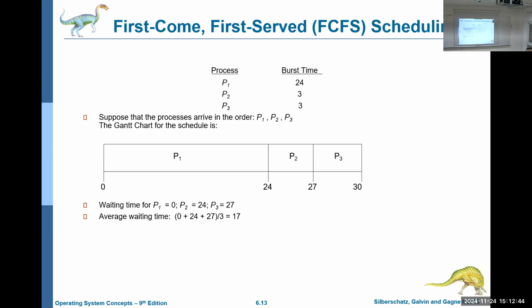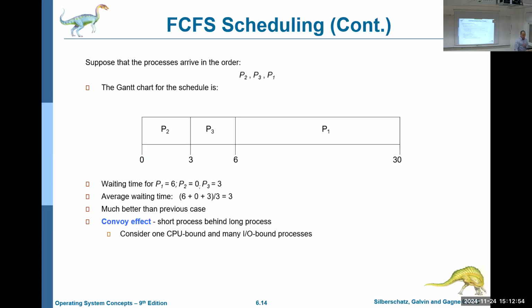Now we see that the average wait time is the sum divided by 3, which is how many processes there were, and we get 17. Now, what's interesting about this is that if they had come in a slightly different order, for example, suppose that even though they all came at time 0, P2 came first somehow.